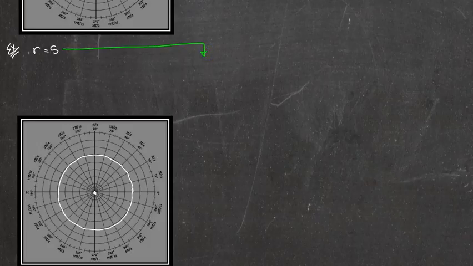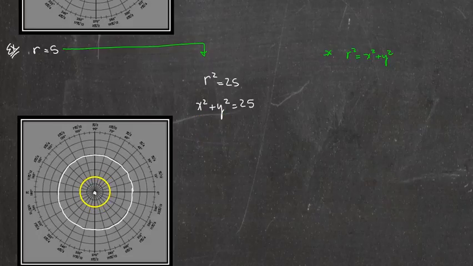When you're only given r, the trick or the hint is to use r squared equals x squared plus y squared. So you can convert r's to x's and y's if you have an r squared. I don't have an r squared, but that's easy to fix. R squared equals 25. So I can say x squared plus y squared equals 25, and I'm done. This is the rectangular form of a circle with a center at the origin and a radius of 5.